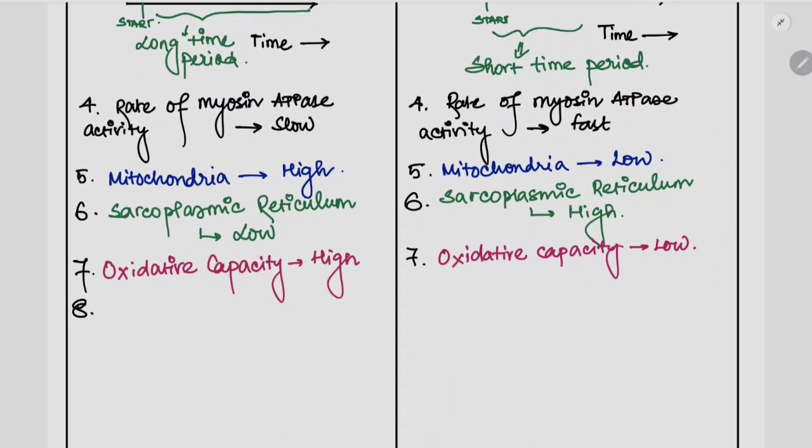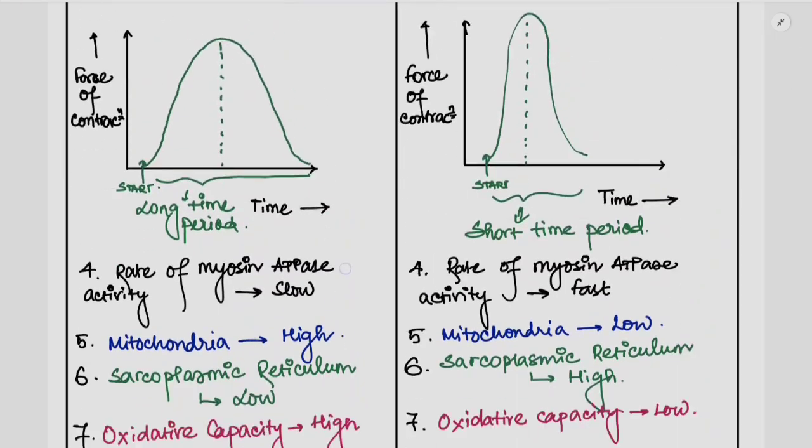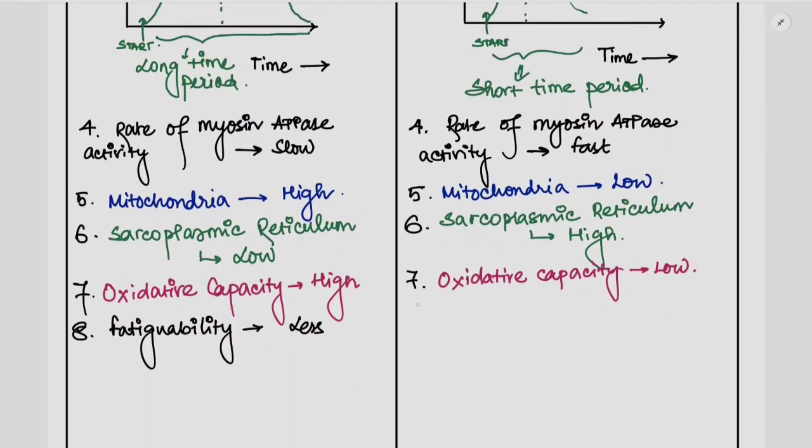Next one, fatigability. Fatigability is how long it takes before the fiber gets fatigued. Fatigability is less in type 1 muscle fibers. Also they are slow twitch, right? So they fatigue less, whereas type 2 muscle fibers fatigue more, so fatigability is more here.